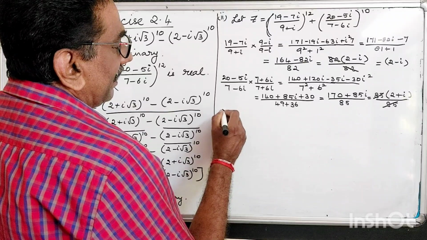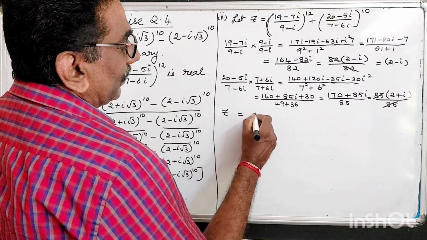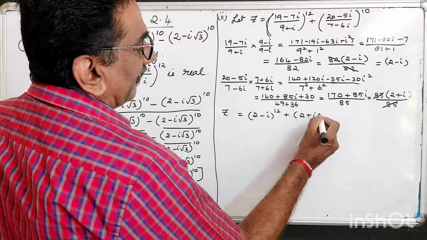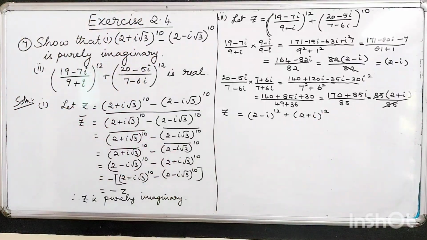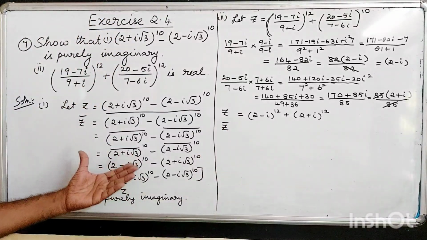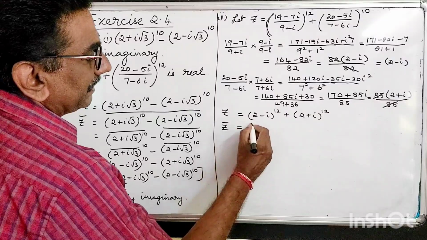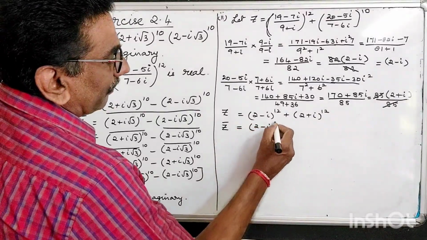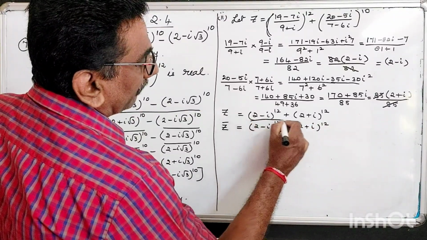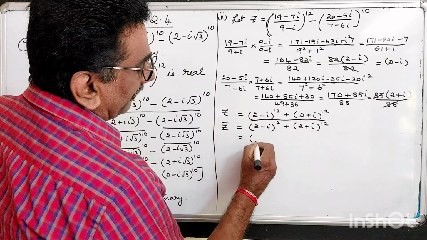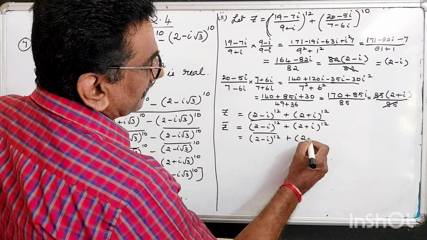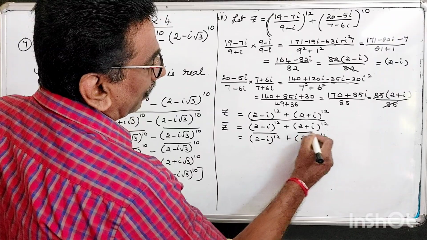Now come to Z. Now what is Z? Z is equal to 2 minus i whole power 12 plus 2 plus i whole power 12. So now Z has come to rectangular form. Now Z bar, the same procedure, what procedure we did here, the same procedure there. Z bar is equal to 2 minus i whole power 12 plus 2 plus i whole power 12 whole bar, which is equal to, in the same way, I take the conjugate separately: 2 minus i whole power 12 the whole bar plus 2 plus i whole power 12 the whole bar.